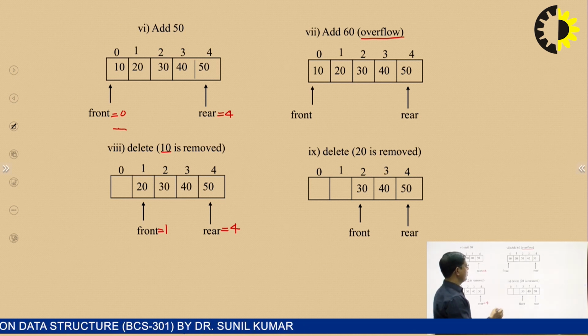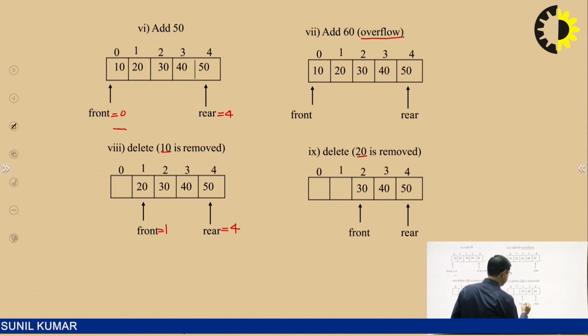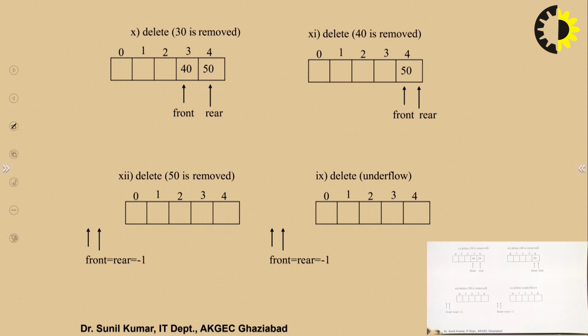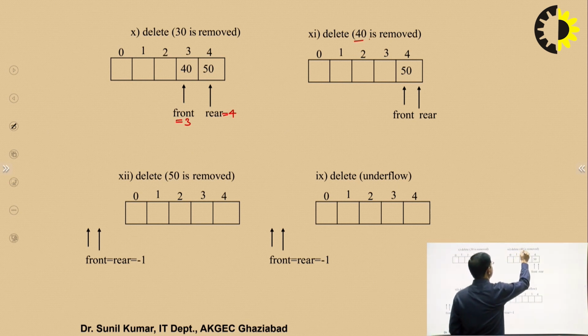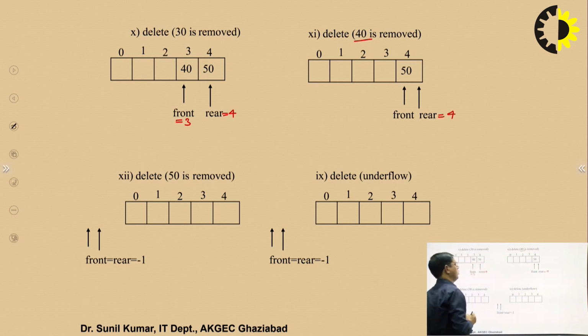Suppose we are trying to delete another value, that is 20. In that case front will be incremented by 1, that is 2, and rear will be as it is, that is 4. Now we are trying to delete 30. In that case, front will be 3 and rear will be 4, because whenever we are removing, front will be incremented by 1. Again, suppose we are trying to delete this one, 40. Then in that case, front and rear will be the same, that is 4.